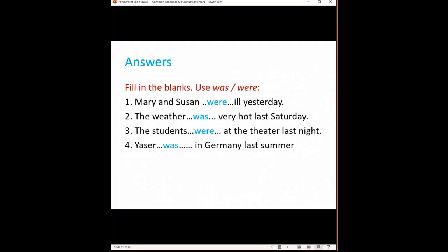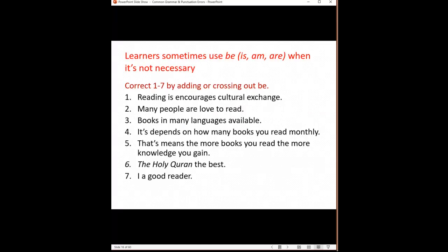Okay. So these are the answers. Check if you get them right. Now, learners sometimes use verb to be when it is not necessary. So I want you to look at these sentences and correct them either by adding verb to be or by crossing out verb to be. I will do the first one for you as an example.